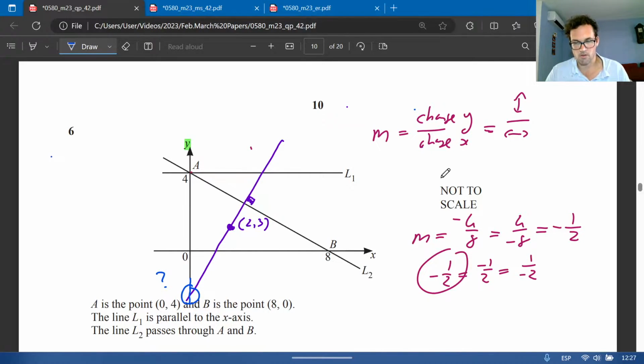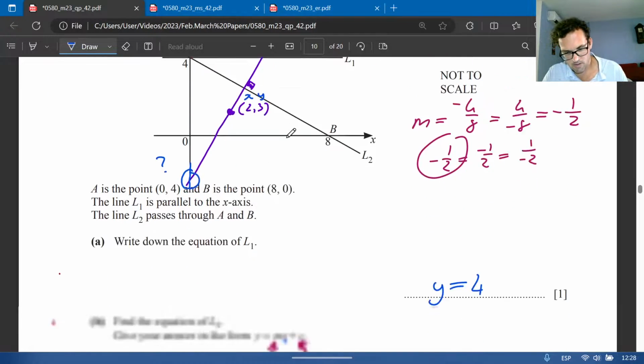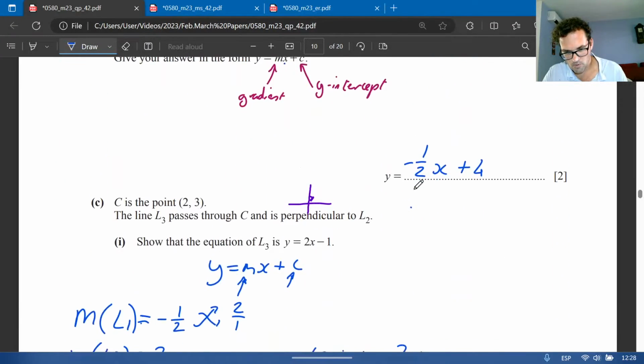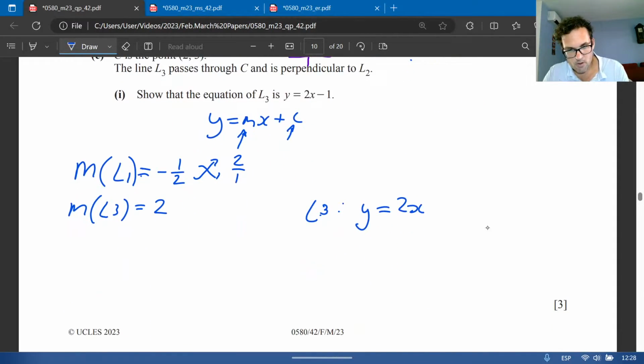We can't guess, it's not to scale. What we can do is recognize that we've got a point, the point 2, 3. This is an x value, that's a y value, yeah? So 2, 3, the point they gave us, an x and a y. So I can rewrite our equation now.